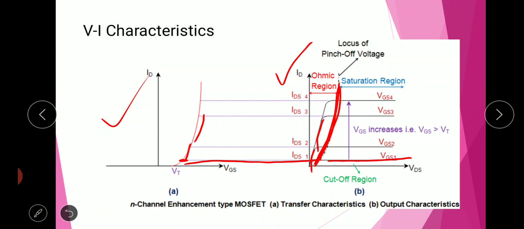In the next class we will discuss the channel length modulation.